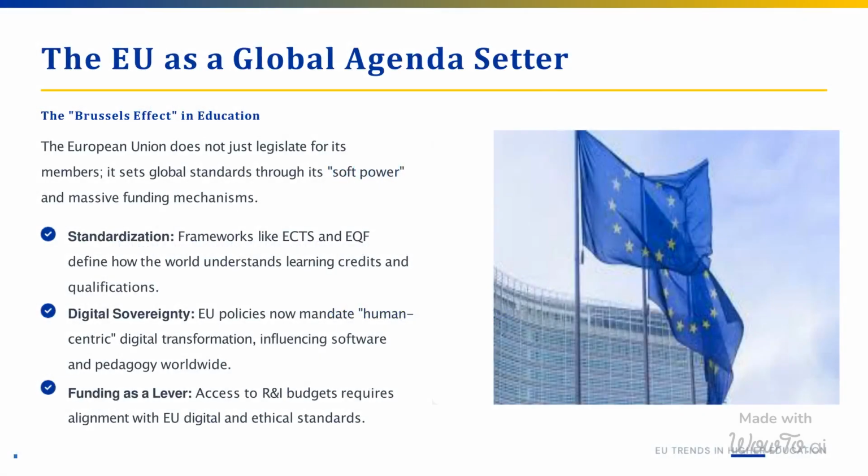The European Union plays a major role globally, not only by creating laws for its member states, but also by setting wider standards through what is often called the Brussels effect. This means that EU rules, values, and frameworks often influence how other countries and organizations design their own systems, especially when they want to collaborate with Europe or access European markets and funding. In education, this influence is visible through both policy and financial mechanisms.